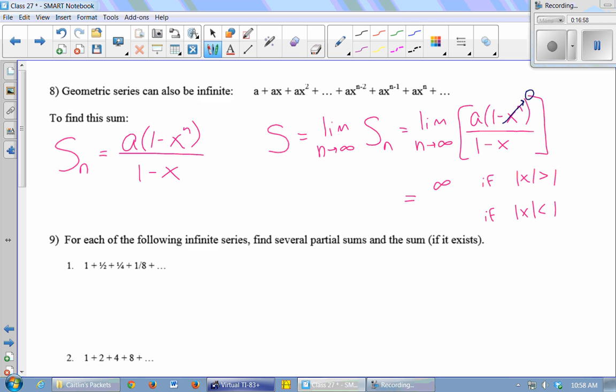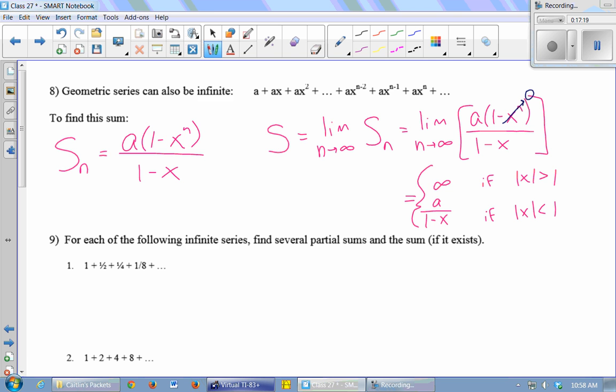So a times (1 minus 0) is a, and 1 minus x doesn't change because there are no n's in there. So this is just a over (1 minus x). So there are two possible sums. It could add up to infinity, or it could add up to a over (1 minus x).